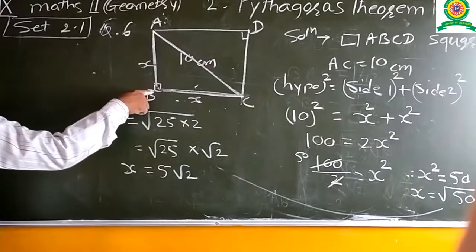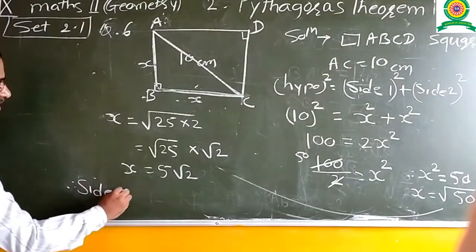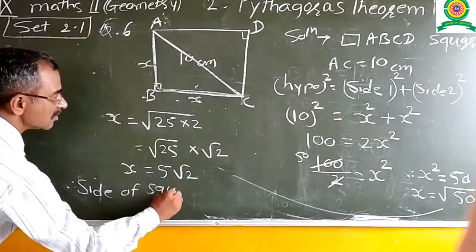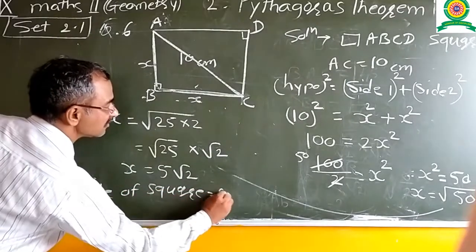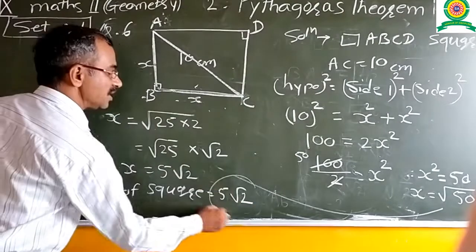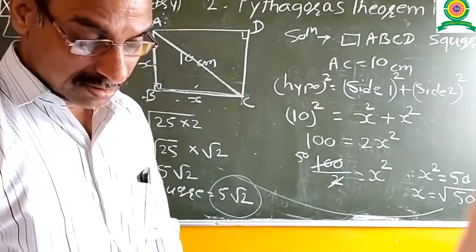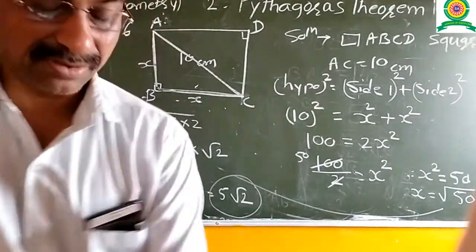And what is x? This is the side of the square. Therefore, the side of the square is 5 root 2. What do they ask? They ask for the perimeter also.